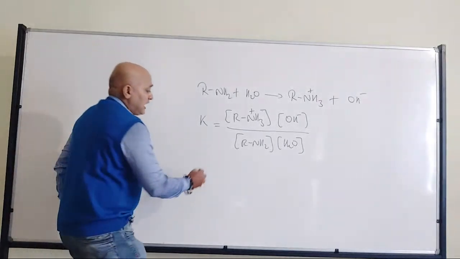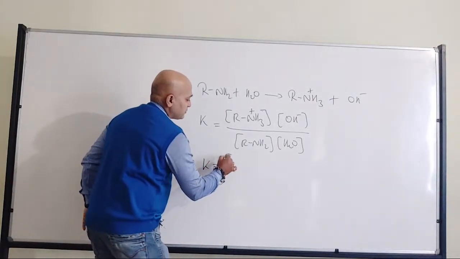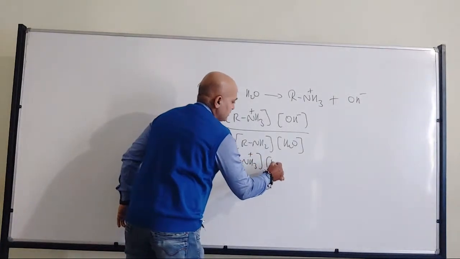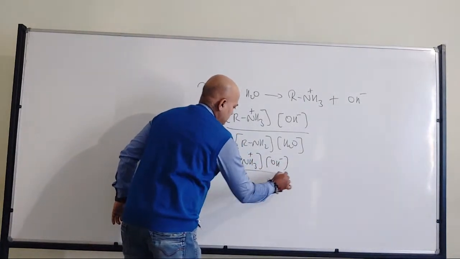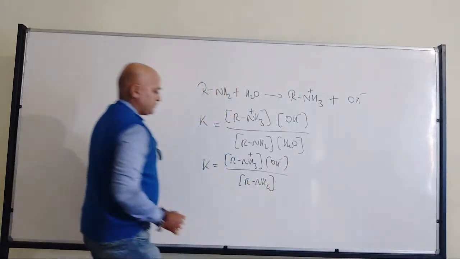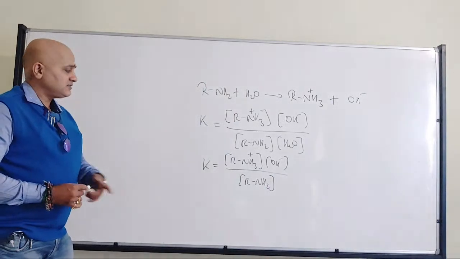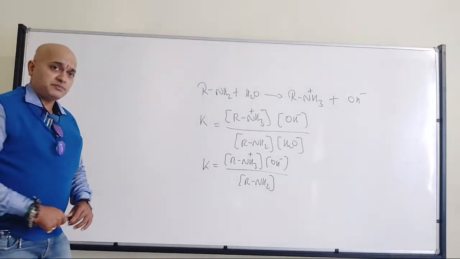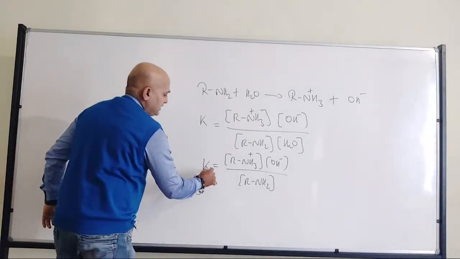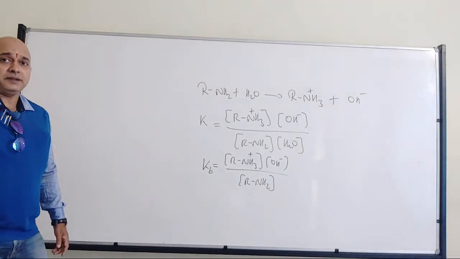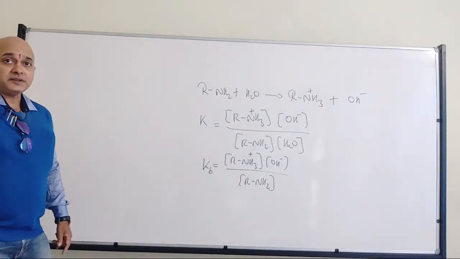So therefore, I can write it as K is equal to [RNH3+][OH-] divided by [RNH2]. So that's where I have the K value. Now since we are talking about Lewis base character, I can write it as Kb. That will be the arrangement.